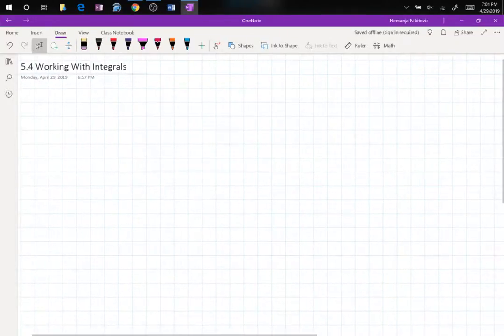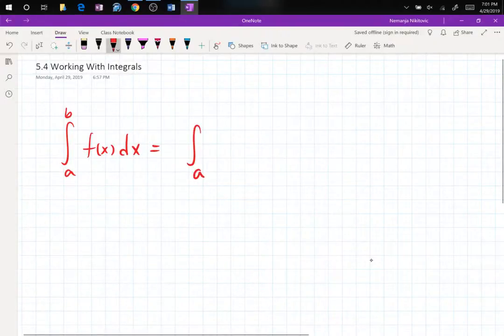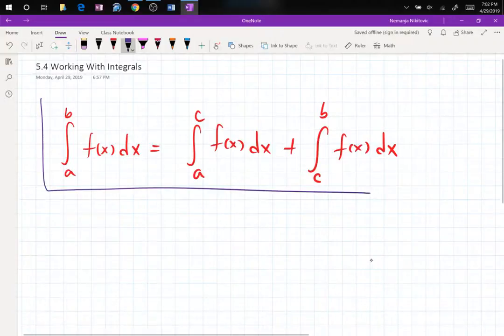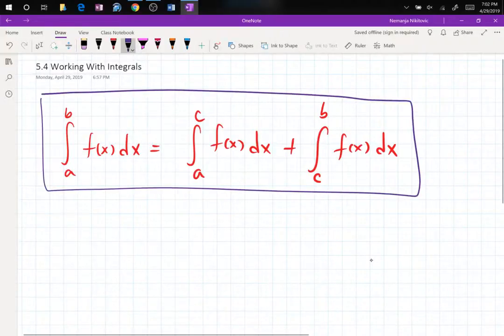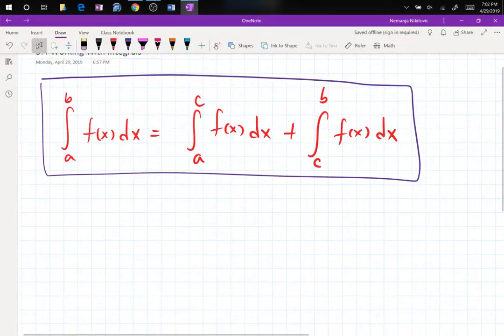So the definite integral from a to b of some f of x dx can be the integral from a to c of f of x dx plus the integral from c to b of f of x dx. So this is a really cool formula, in my never humble opinion, because it allows us to calculate those areas.